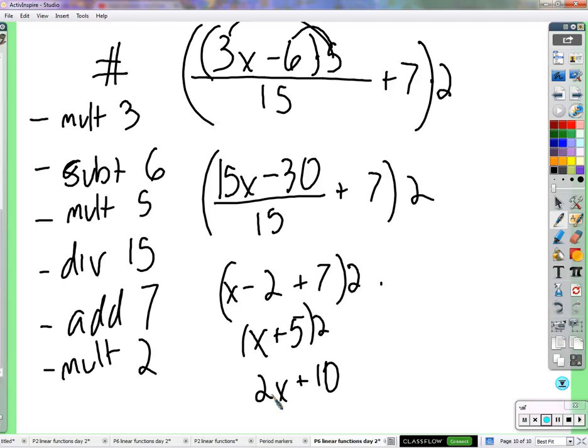Now if I were to divide this by 2, I'd just get x plus 5, and I wouldn't get 24. I'd get 12. This needs to give me 24, because that's the same as the original expression. If I divide this by 2 to get x plus 5, it doesn't give me the same thing when I plug in 7. So it stays 2x plus 10.